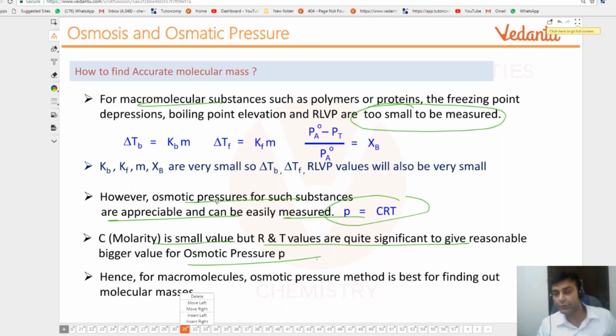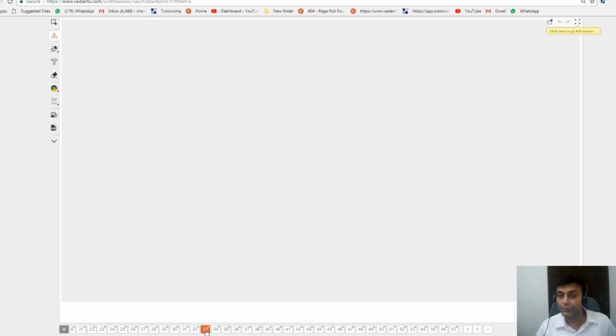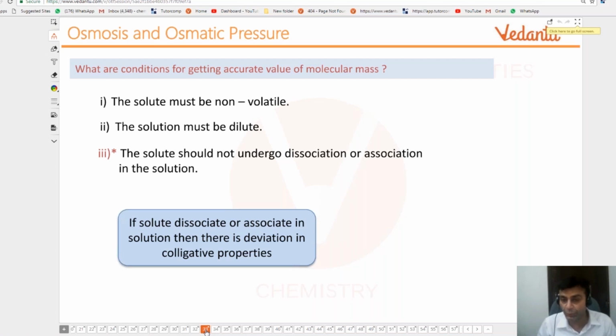Molarity is a very small value, but R and T are quite significant, giving a reasonably bigger value of the osmotic pressure. And the second reason I gave you: in boiling or freezing, what happens? The protein molecules, the biomolecules, undergo dissociation or association, so they will not give the correct molecular mass. So what are the conditions for giving the accurate molecular mass? The solute must be non-volatile, number one. The solution must be dilute, and it should not undergo dissociation or association. These are the three conditions.